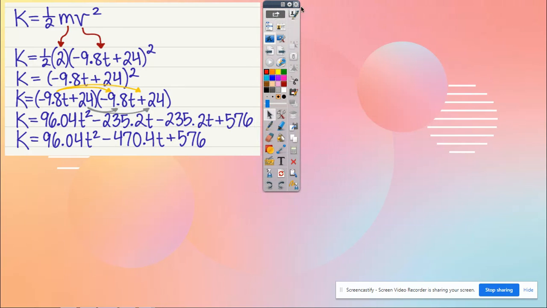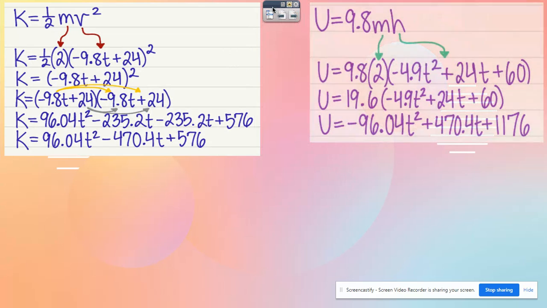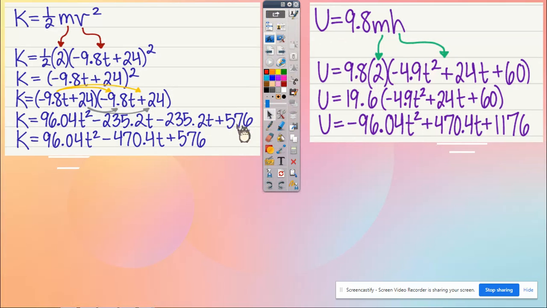I know it was a little confusing, but let's go to potential and see if maybe we do a little better. So potential energy, you have, this is gravity, 9.8 times your mass of 2 kilograms. And your height was given to us. It wasn't just a number. Your height that they gave us was as a function of time. And it was negative 4.9 t squared plus 24t plus 60. So in case you're wondering, where did I get this whole function from? It was given to me in the word problem.